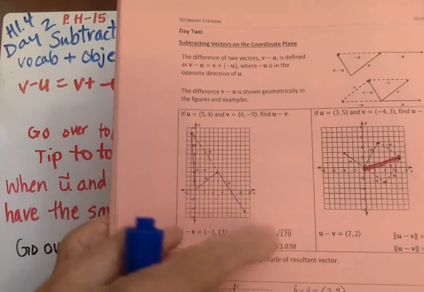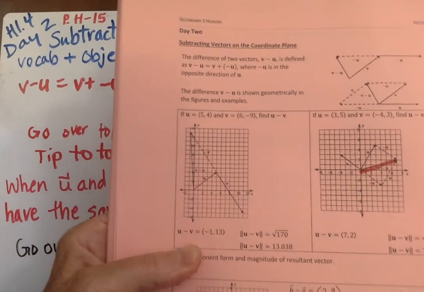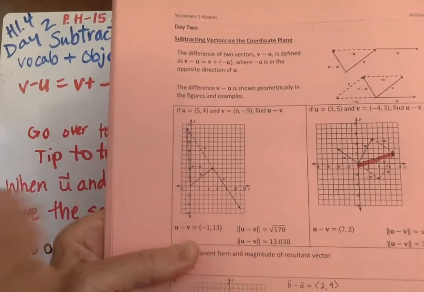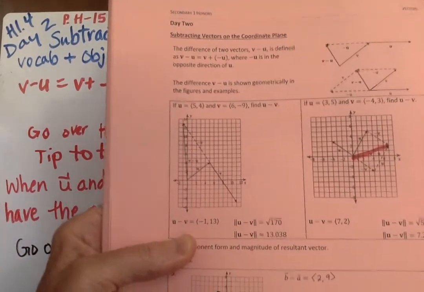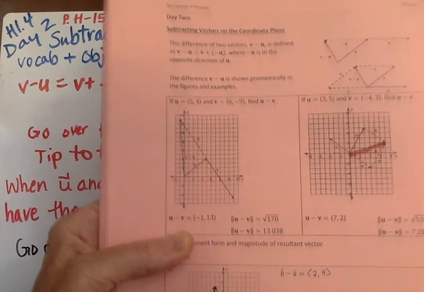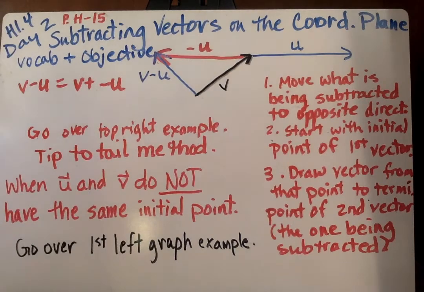Okay. So there's the rest of that example, and it also shows how to find the magnitude, which is the length of the vector. Okay, now we'll go on to the next example and the next method.